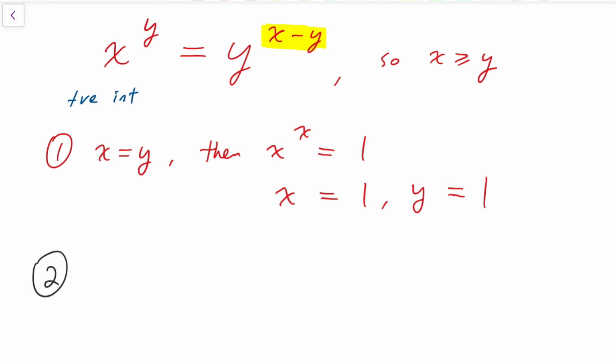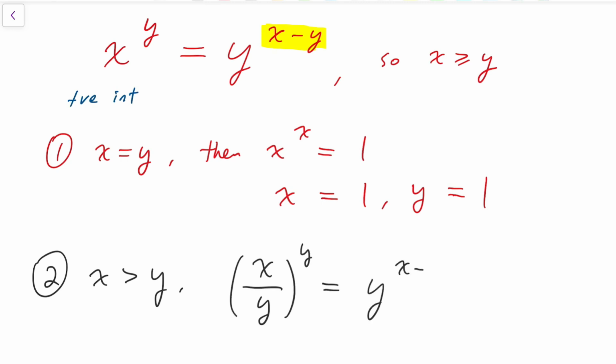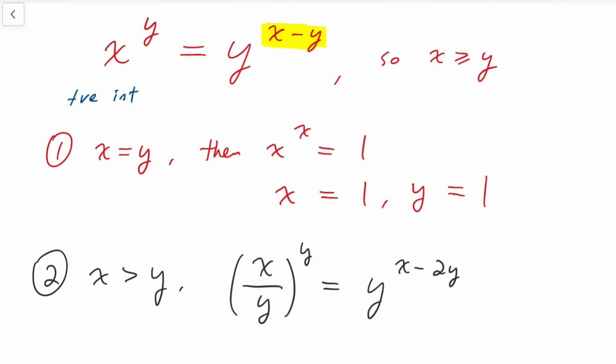As for the second case, for x larger than y, I'm going to further divide both sides by y to the power y. So then, x over y all to the power y equals y to the power x minus 2y. The reason that I do this is that we have assumed that x is the larger number. So then, after doing this division, for the left side, x over y is a number that is still larger than 1.